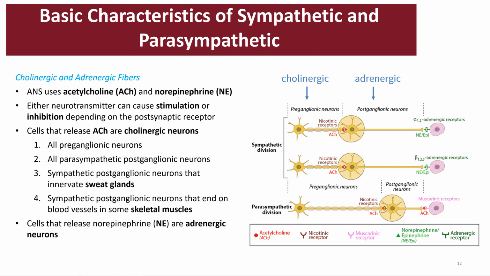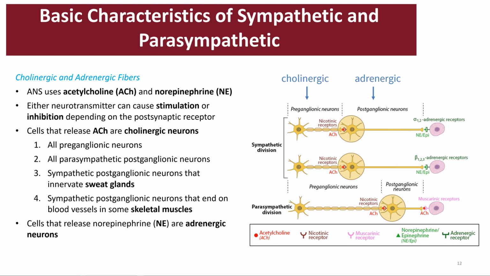On the right-hand side, you can see 2 divisions, sympathetic division versus parasympathetic division. The sympathetic division has a short pre and a long post, whereas in the parasympathetic division, we have a long pre and a short post. In both cases, you can see the chemical synapse region. It relies on the acetylcholine neurotransmitter, shown in that red circle, and it binds to a receptor on the postsynaptic membrane to continue the signal.